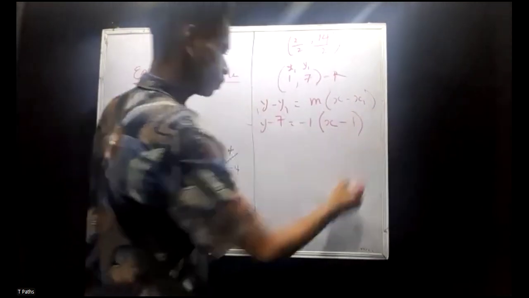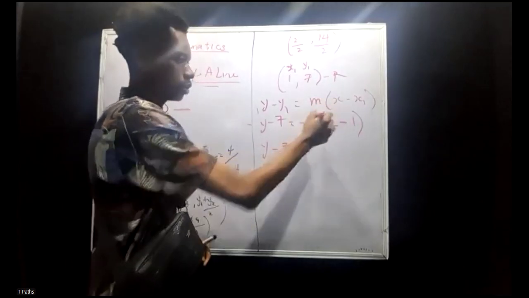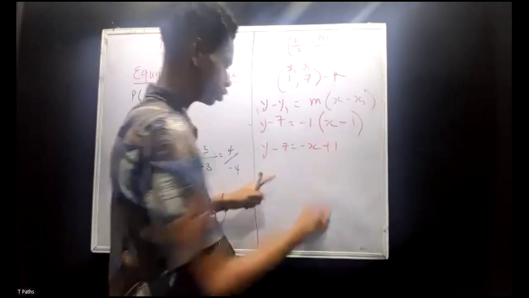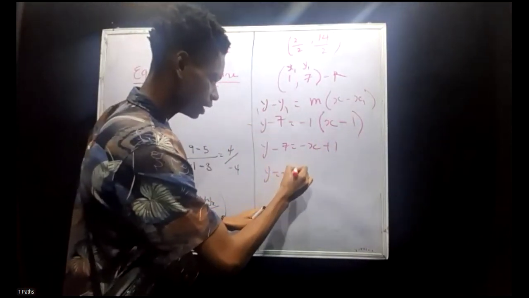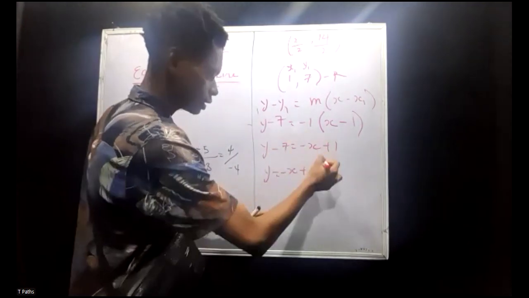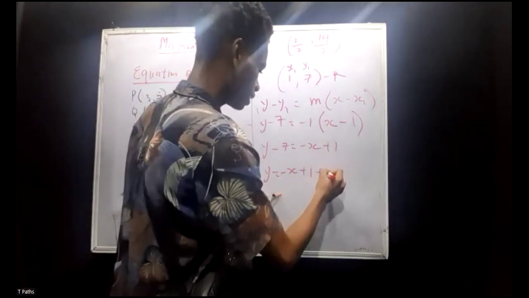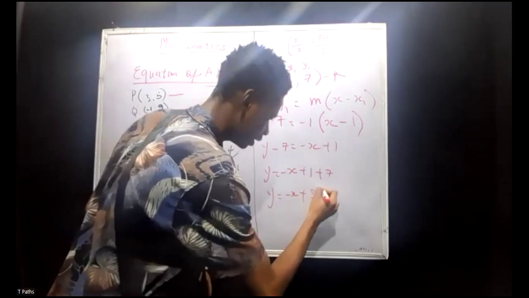So here I can simplify y minus 7 is equal to, if I open this bracket, I'm going to have minus x plus 1. So here I can collect like terms and I'll say y is equal to minus x plus 1. 7 is coming to this other side, -7 is coming to this other side, so this becomes plus 7. So this becomes y is equal to minus x plus 8.